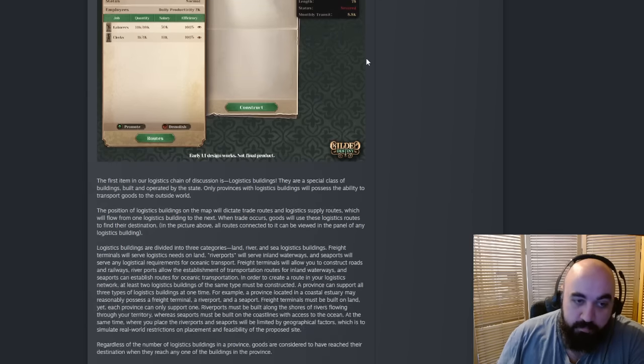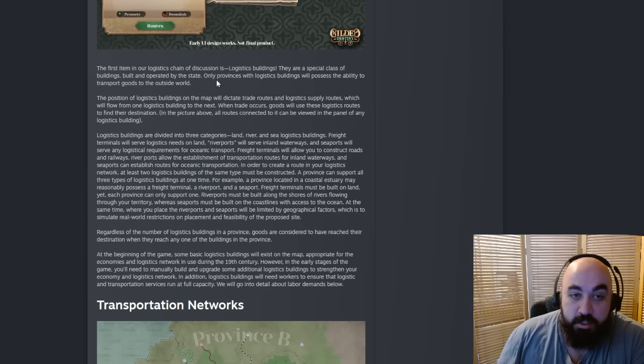"Okay, the first item in our logistical chain is the discussion of logistics buildings. They are a special class of buildings built and operated by the state. Only provinces..." This is interesting, do they have to be built? And there were toll roads. Okay, but sure.